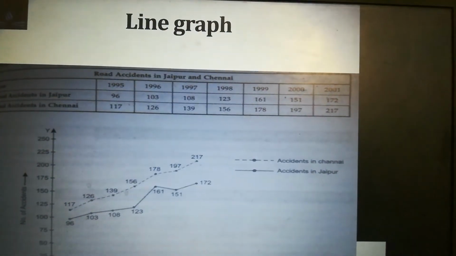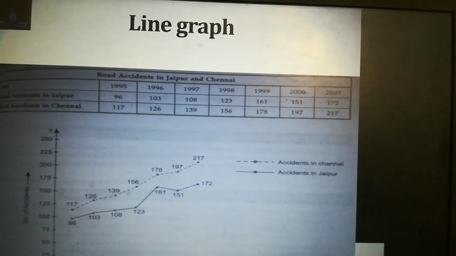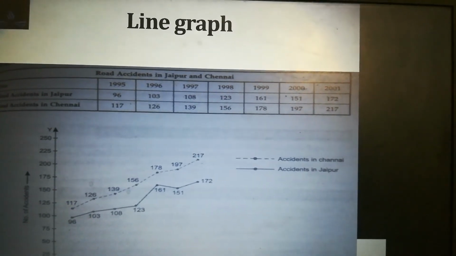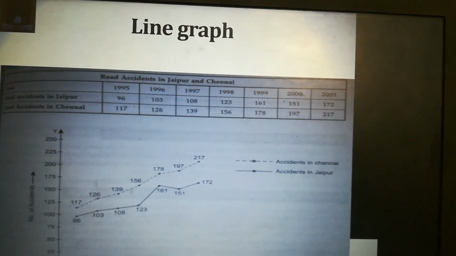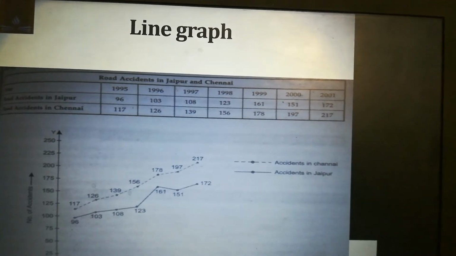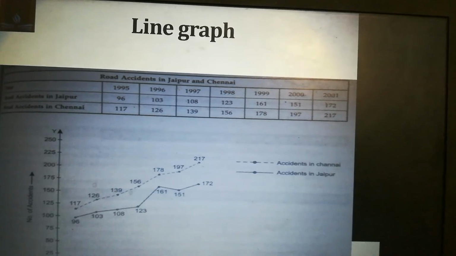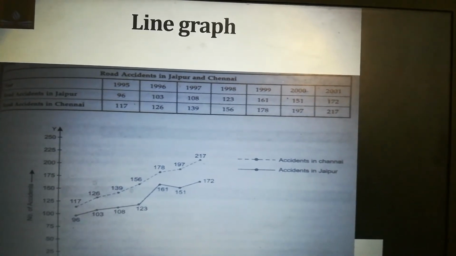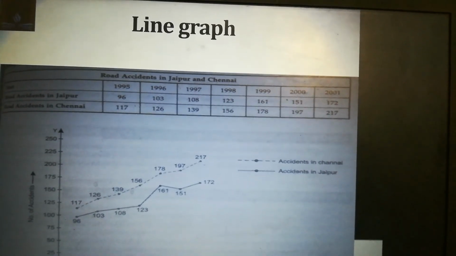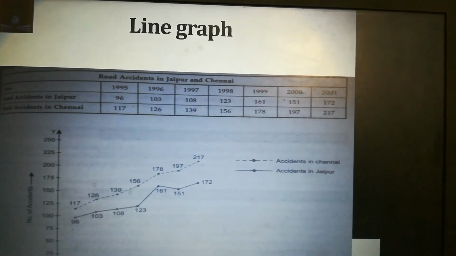Let's look at the picture. Number of road accidents in the years 95 to 2001, and it is plotted for each year, for two different places, so that we can compare and see the trend over this particular period.